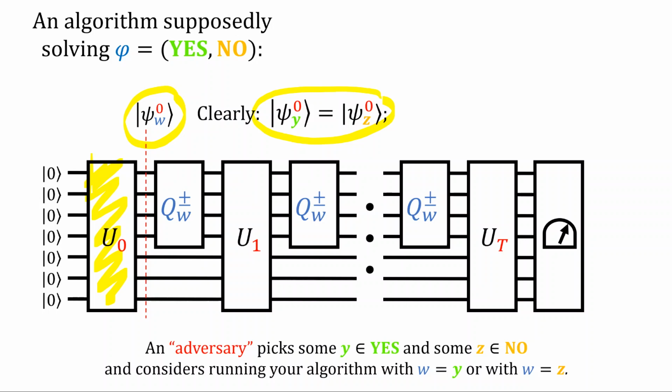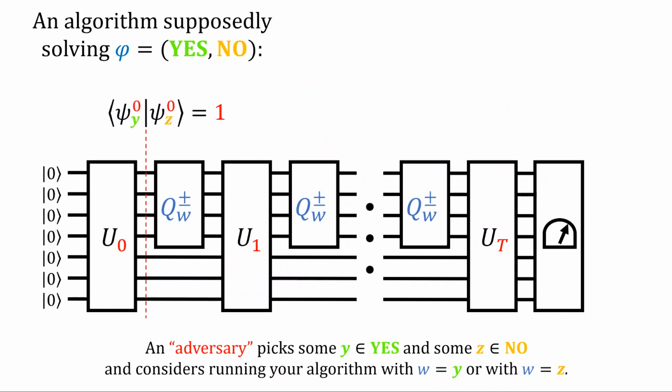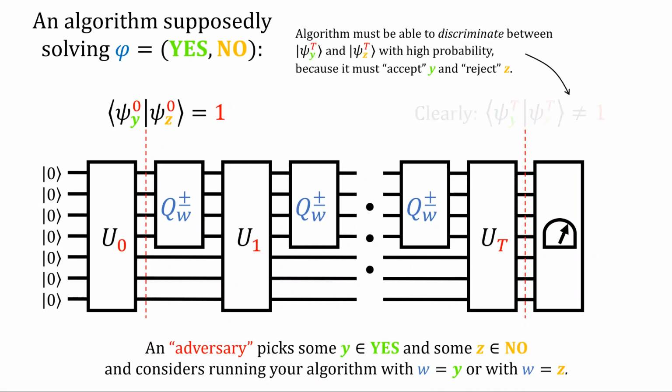So whether the input is y or z, the psi 0 states are the same. Another way we can say that is the inner product between psi 0 y and psi 0 z is 1. This simply says that they're the same state. But this can change, of course, as the algorithm proceeds. In particular, let's look at psi superscript t sub w, the final state, in the two cases of w being y or w being z.